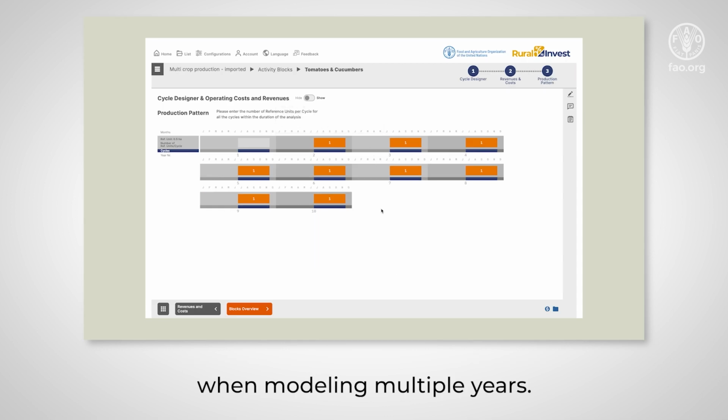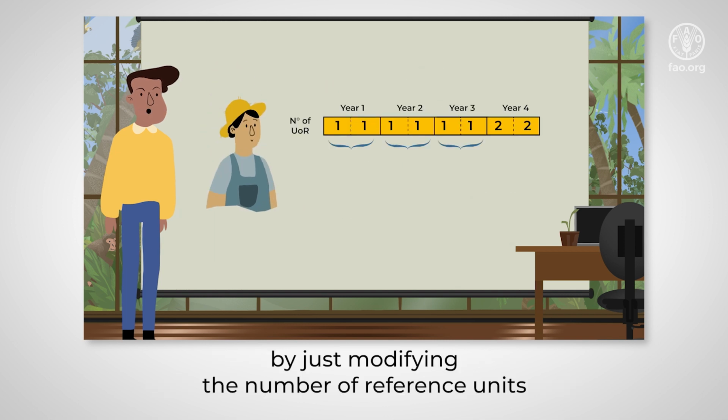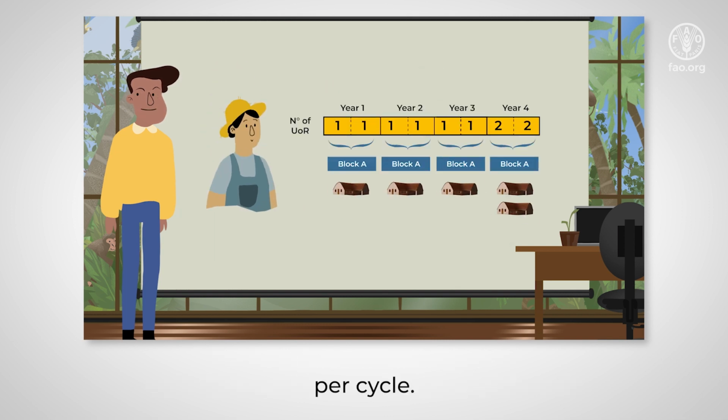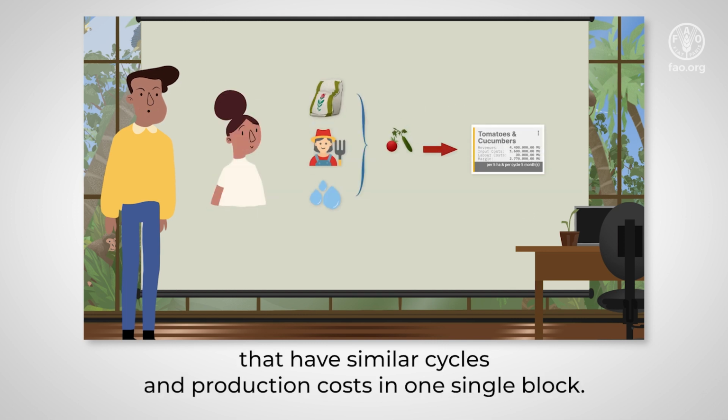When modelling multiple years, having the correct reference unit will make it easier to model growth by just modifying the number of reference units per cycle. Also, remember you can group activities that have similar cycles and production costs in 1 single block.